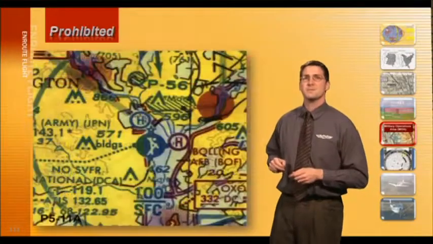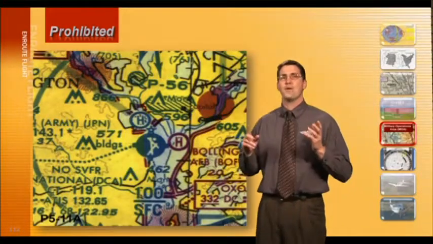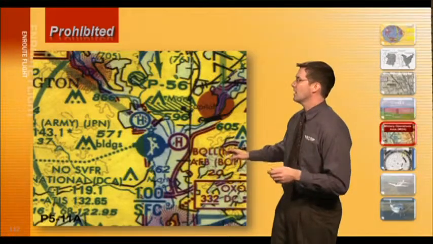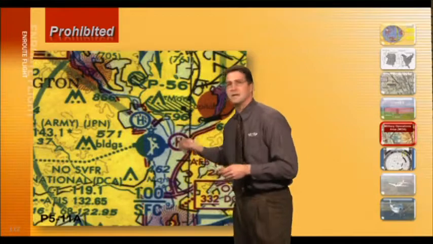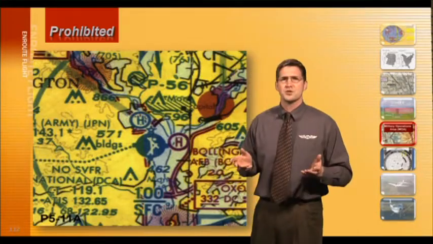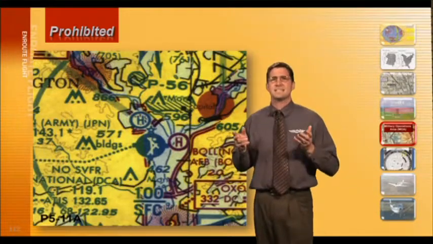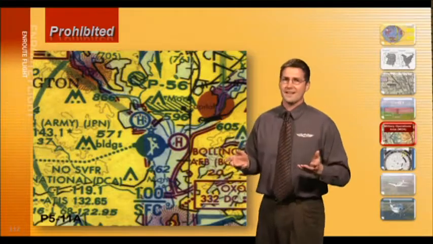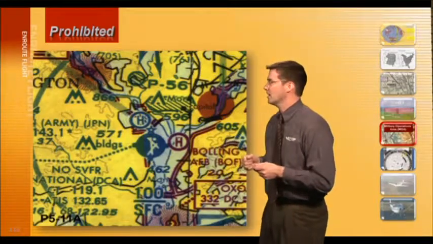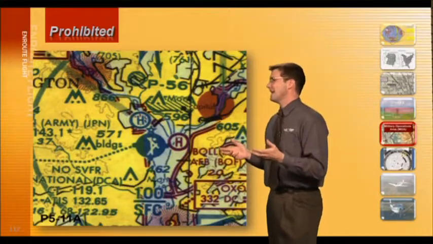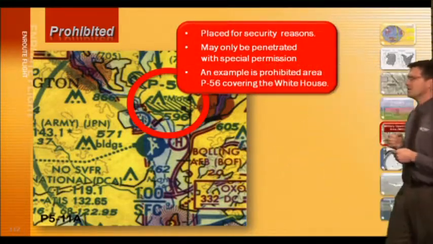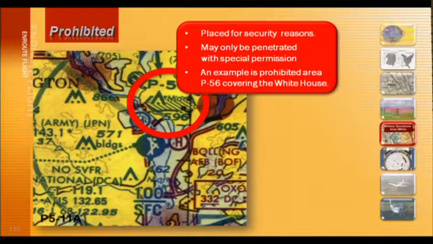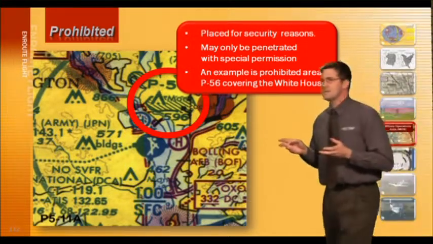Now, one type of special use airspace is a prohibited area. Prohibited areas are established for security purposes, and they're just like they sound, prohibited. You can enter them only with special permission from the controlling agency, and as a civilian pilot, you are not likely to get the okay to fly in a prohibited area. Prohibited areas are indicated by blue lines and hash marks and are shown with a label like this one here. This is P56, and it overlies the White House in Washington, D.C.